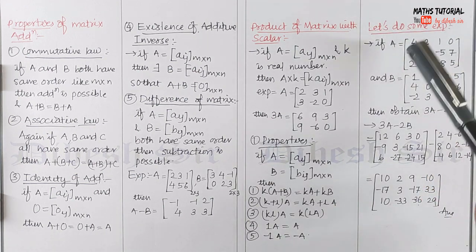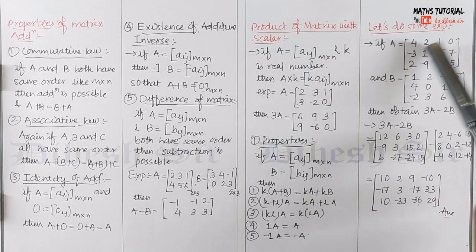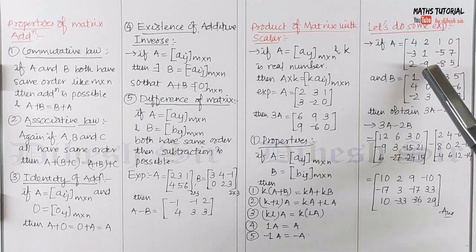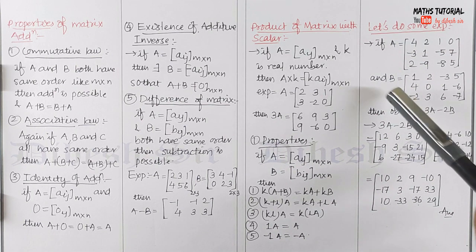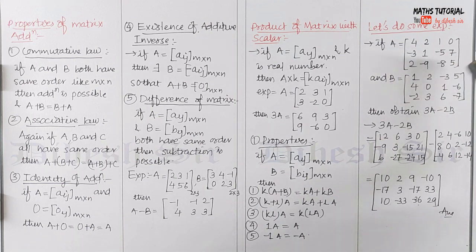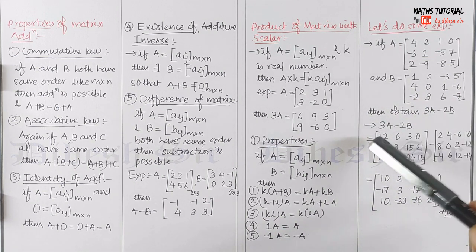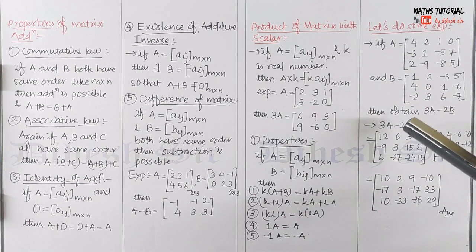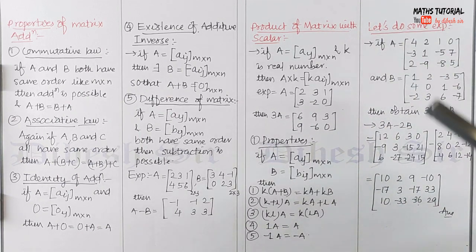Let's do some examples. If A = [4 2 1 0; -3 1 -5 7; 2 -9 -8 5] and B = [1 2 -3 5; 4 0 1 -6; -2 3 6 -7], then obtain 3A - 2B. So clearly 3A - 2B means 3 times A minus 2 times B, so you have to multiply 3 with A and 2 with B.